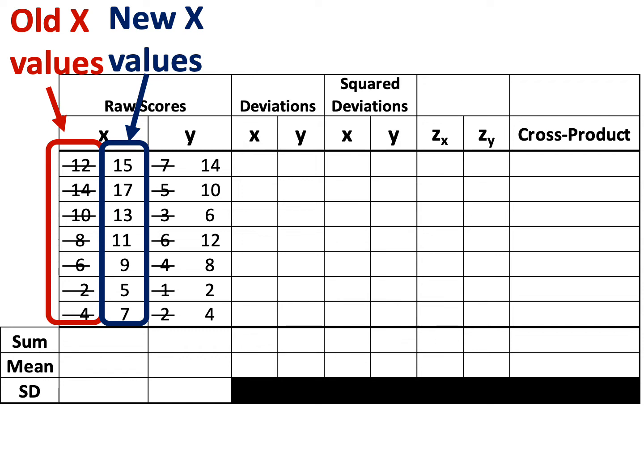Now I calculated these new x values by taking the old x values and doing something to them. What I did is I got each new value of x by adding 3 to the corresponding old value of x. For example, I took the old value of 12 and added 3 to it, and I got the new value of 15. I took the old value of 14 and added 3 to it, and I got the new value of 17. I took the old value of 10 and added 3 to it, and I got the new value of 13. I did the same thing for all the other old values and got the entire new set of values. What I did was a transformation.